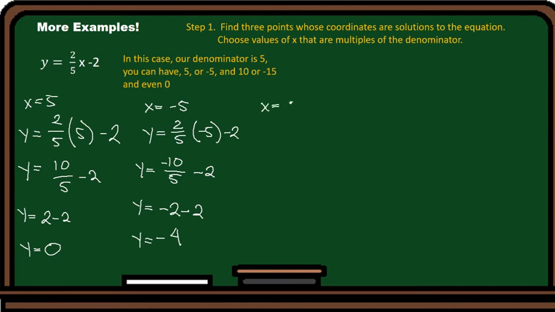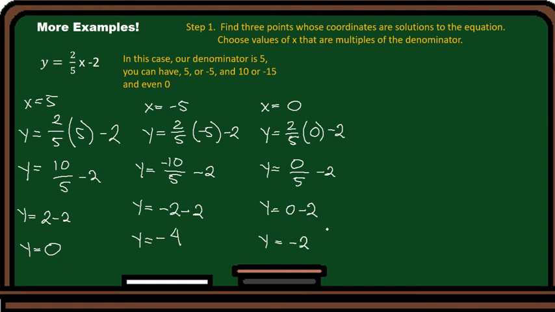Now what if your x is 0? x equals 0. Now let's see. y equals 2 over 5 times 0 minus 2. y equals 2 times 0, that is 0 over 5 minus 2. y equals 0 divided by 5, that is 0 minus 2. So y equals negative 2. Now, at least we have 3 already. We have 3 values of x. We also have 3 values of y.